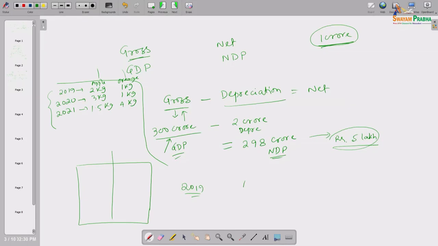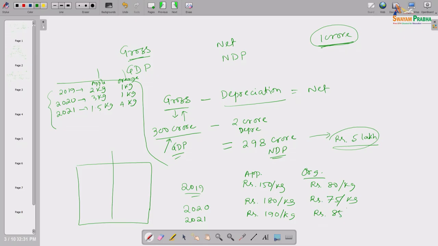Now this apple price and orange price may be changing over these time points. So suppose in 2019, apple price was, say, rupees 150 per kg and orange price was, say, rupees 80 per kg. In 2020, the apple price becomes rupees 180 per kg and the orange price becomes rupees, say, 75, suppose. Okay. 2021, apple price rupees, say, 190 per kg and suppose this is 85 per kg.